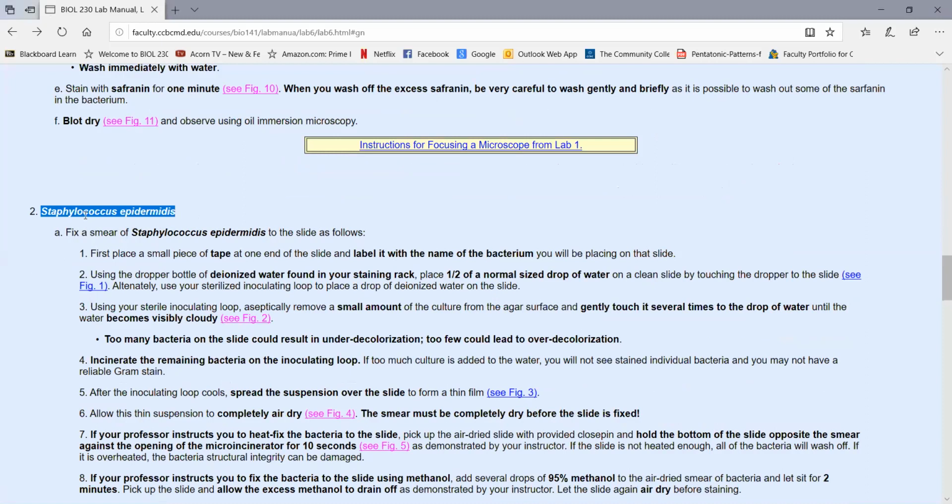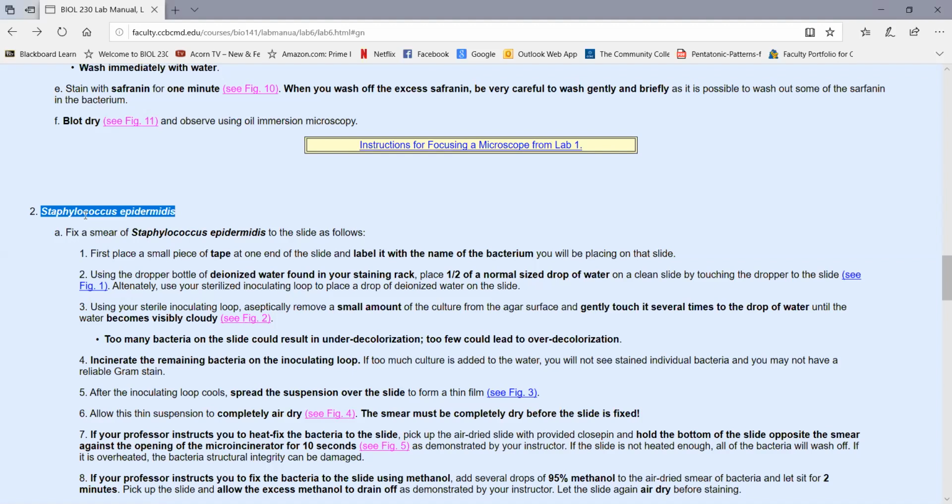That way, if you're doing them both at the same time, they can be air drying at the same time, which is going to save you time rather than doing one slide all the way through and then starting all over again and doing the second slide. So get the heat fixed smears made at the same time, but then make sure you stain them one at a time. Don't try to stain them both on your staining tray at the same time because you won't be able to time it properly or watch the decolorization properly.